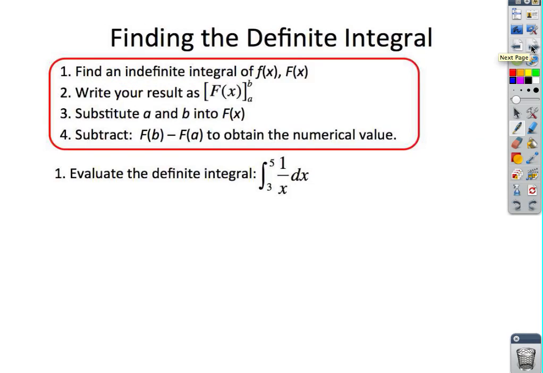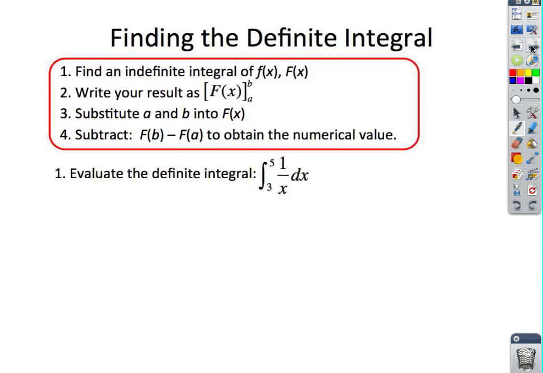So here are the steps for finding the definite integral. First, you're going to find the indefinite integral, as we have been the last 3 lessons, using the rules that we've been using. You'll write your result as capital F of x, with the boundaries a to b, and then simply substitute in those a and b values. Substitute in your upper boundary value first into F, and then subtract, substituting in the lower boundary a. So here's how it'll look.